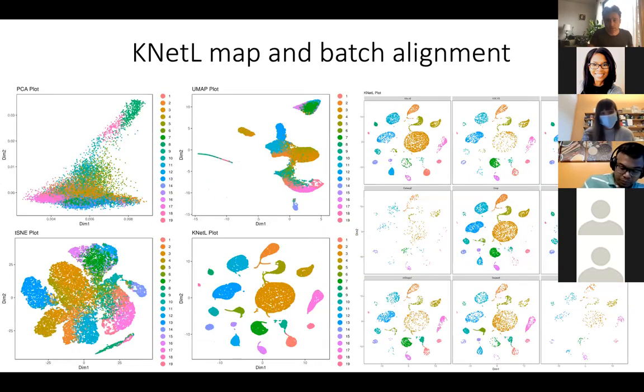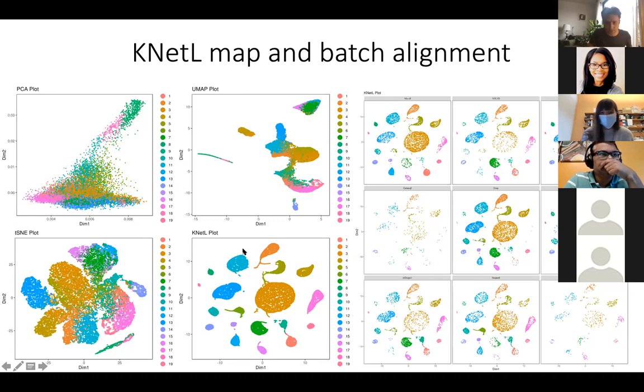And here is another data set, actually 9 different samples provided by the Broad Institute. These are all PBMC samples. You have 10x Genomics version 2 and version 3, Cell-Seq2, Drop-seq, inDrop, Seq-Well, and Smart-seq2. These are batch aligned, and after batch alignment, as you can see here, you have UMAP, tSNE, and KNetL map.